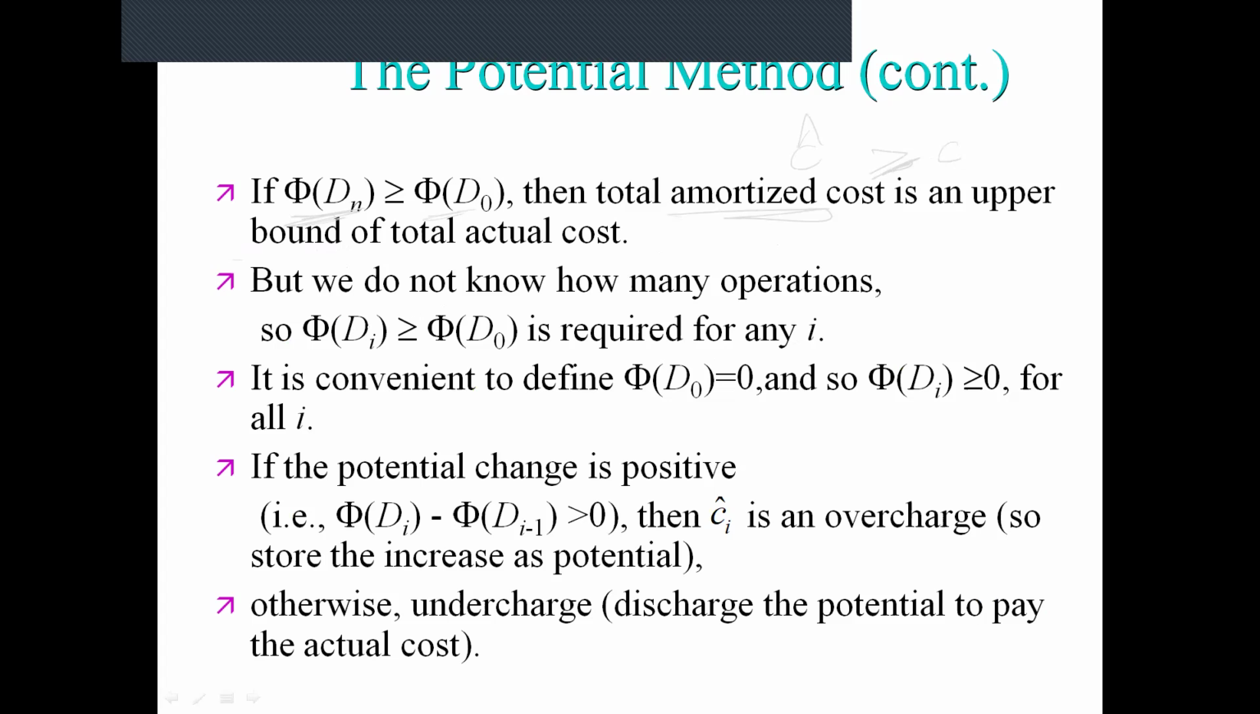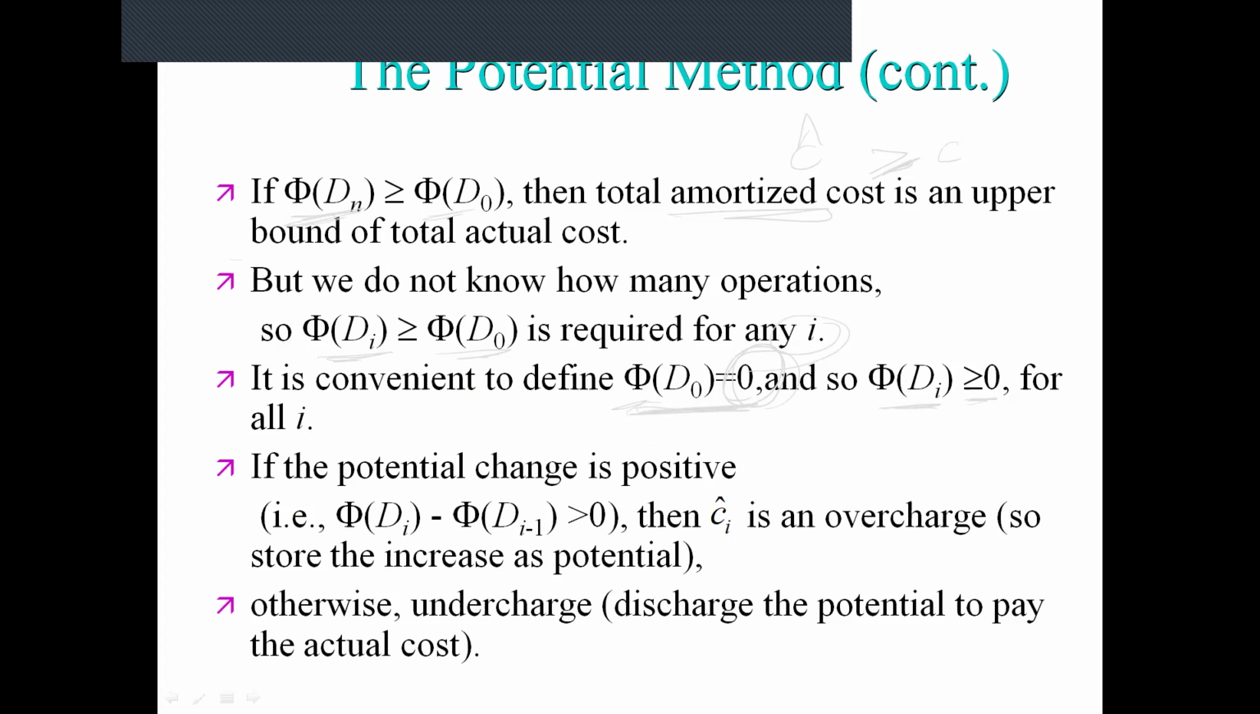But we do not know how many operations are required. So for every Di, for any value of i, we conveniently say that D0, the first state of the data structure, the potential energy of the first state will be labeled as 0, you can see here. And we can say that for any Di, it will be greater than the other term. So if the first state is 0, then all the other terms naturally have to be greater than 0.